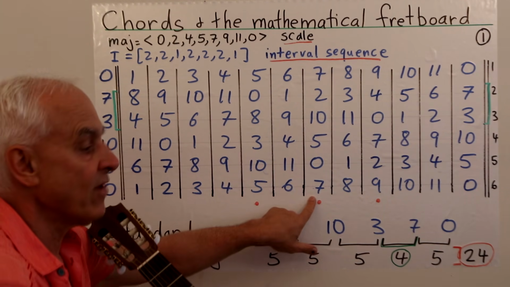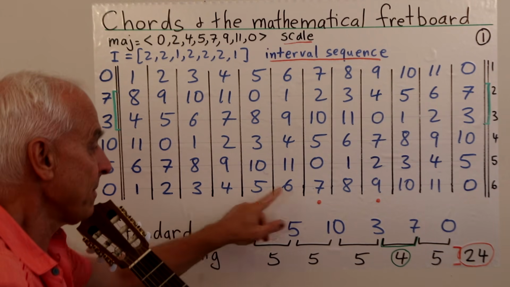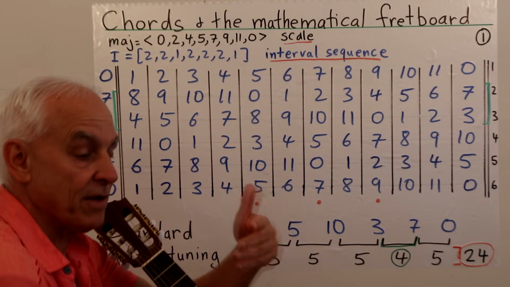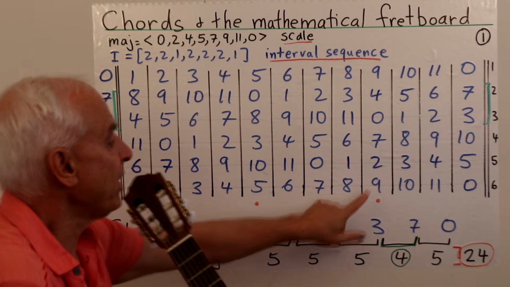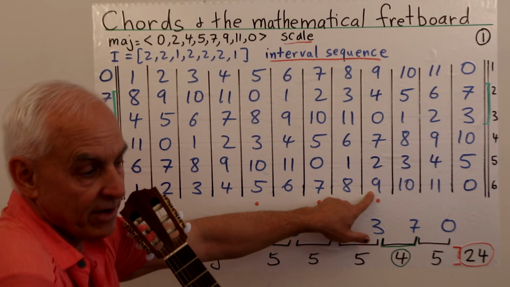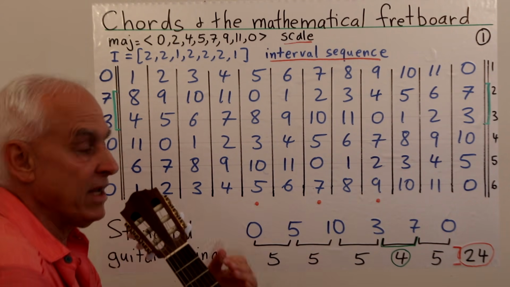This one here is a 7 step up from E. That's like a perfect 5th. That's B, okay? And this one here is a 6th. The 9 is a 6th. 9 step is like a major 6th. That's from E to C sharp.